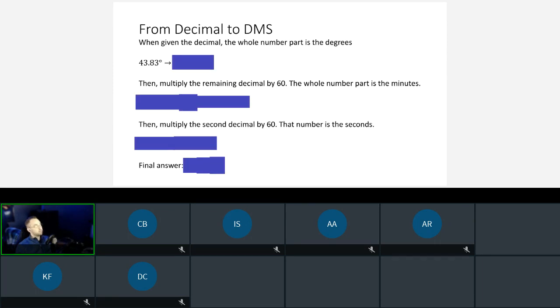Got 2 more slides left. Now we go the other direction. This one is pretty straightforward, but maybe not as fast. We want to convert 43.83 degrees into DMS, degrees, minutes, seconds. We are going to take the whole number out of that. That's 43. So that's going to be the whole number in the final answer. Look at that, 43 degrees.